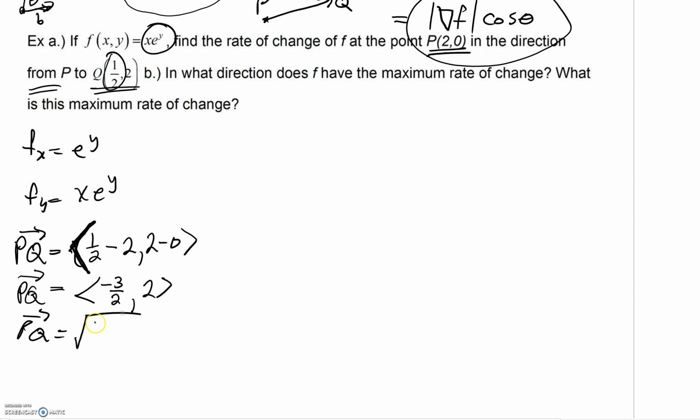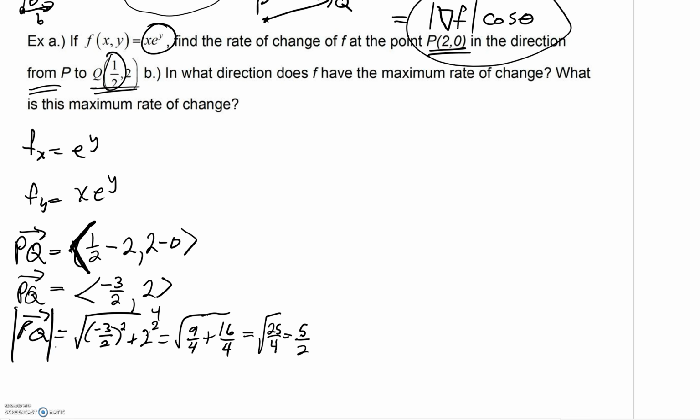My gosh, all of a sudden kids, though, can get a little bit intimidated. They'll say, whoa, look how ugly this thing is. This is 9/4 plus 4. Yeah, 4, though, as a common denominator would be 16/4. Wouldn't you agree with that? What's 9/4 plus 16/4? Well, they actually gave us something nice to take a square root of. The square root of 25 over 4 is 5 over 2. And forgive me, I forgot to put absolute value around there. That's really the length of the vector.